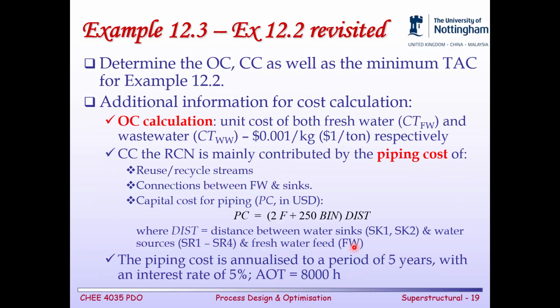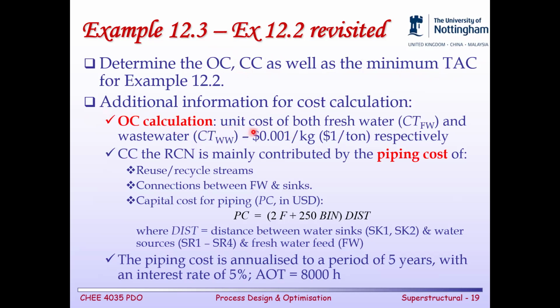Now we move on to the example. Before we move to the Lingo code, we have to determine the operating cost, capital cost, and the minimum. And with those two, our objective function is to minimize the total annual cost.